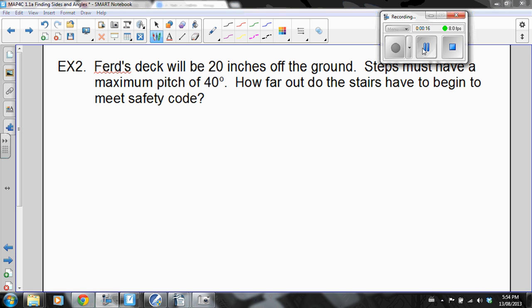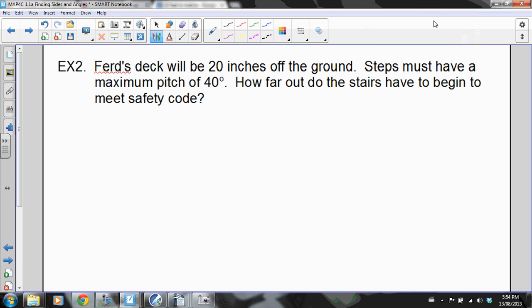Again, Ferd's deck is going to be 20 inches off the ground. The steps must have a maximum pitch of 40 degrees. Must be some sort of safety code or something like that. How far out do the stairs have to begin to meet safety code? So I think we need a diagram here first.